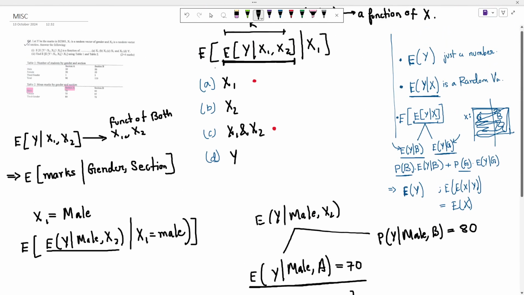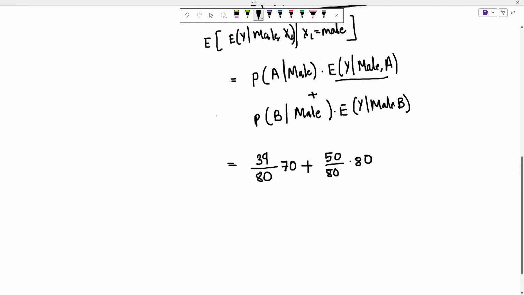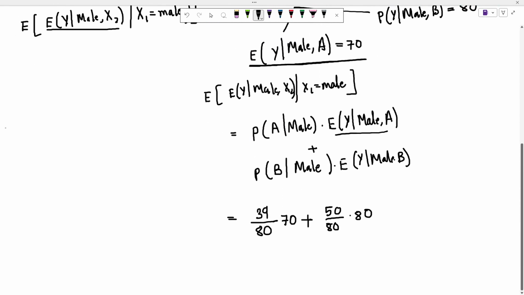So I evaluated this entire expression for x1 equals male, right. So whatever this is, my expectation of y given x1 and x2, given x1 male, is equal to whatever this expression is. So what is this? This is 39 times 7 plus 50. What is that? Just a second.